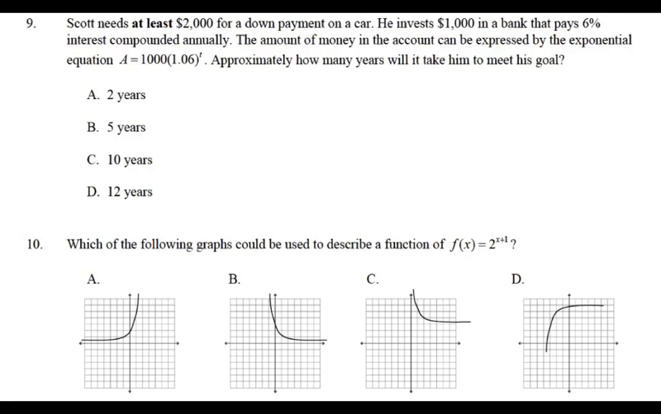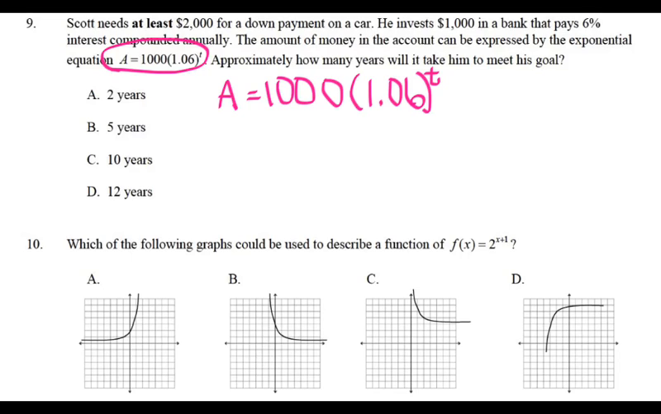Number 9, Scott needs at least $2,000 for a down payment on a car. He invests $1,000 in a bank that pays 6% interest compounded annually. The amount of money in the account can be expressed by the exponential equation A equals 1,000 times 1.06 to the t. Approximately how many years will it take him to meet his goal? So I already gave you the equation. That makes life a little easier.